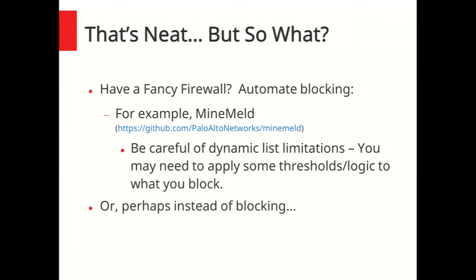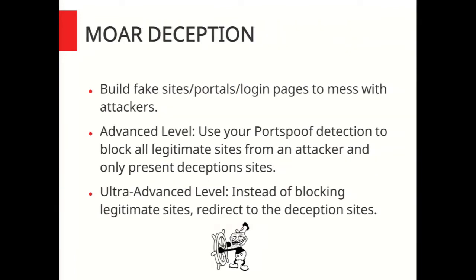The problem with blocking is, I mean, it's cool, but how hard is it to get a new IP address? AWS is a thing. And it does tell the attacker, or legitimate attackers, pretty quickly that you're onto them, so they can be a little bit more stealthy and quiet. So instead of blocking, what I would recommend is more deception. This is where we start to get back to finding those active attackers who are really trying to find stuff in your system.